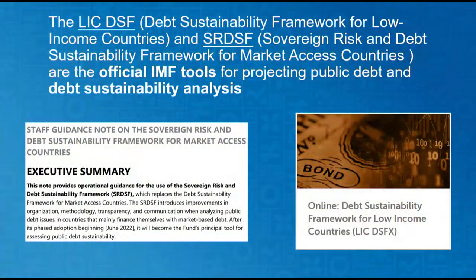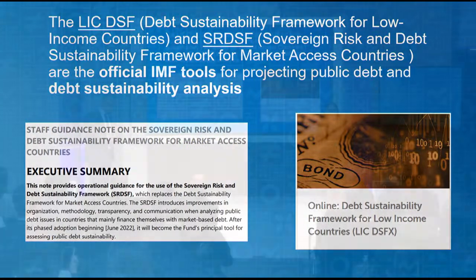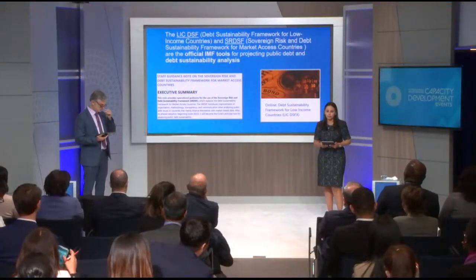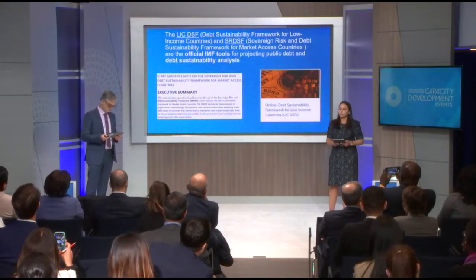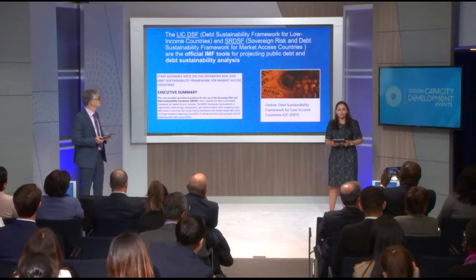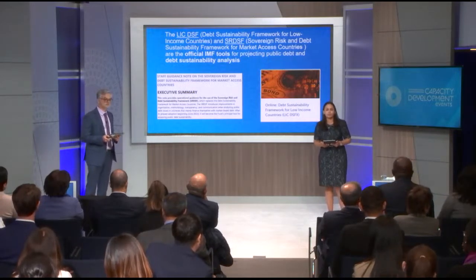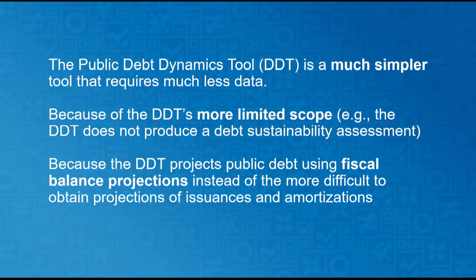Well, as some of you may know, the Debt Sustainability Framework for Low-Income Countries, or LIC-DSF, and the Sovereign Risk and Debt Sustainability Framework for Market Access Countries, or SRDSF, are the two main and official tools for projecting public debt from the IMF. However, the DDT is a very useful tool. It's much simpler and requires much less data. But why is this? This is because the DDT has a much more limited scope.